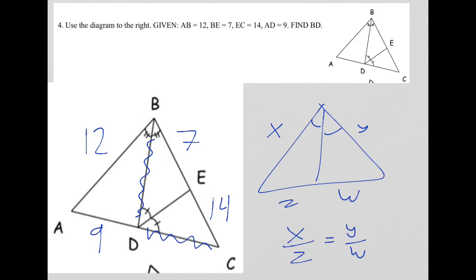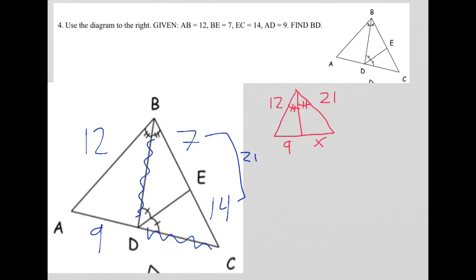And so we need to use that on the small triangle, but we need to use it on the big triangle first. So think of this 7 and 14. Add them together, you get 21. And so now let's focus on this pink triangle that I've drawn. We can set up the proportion X over 21 equals 9 over 12.